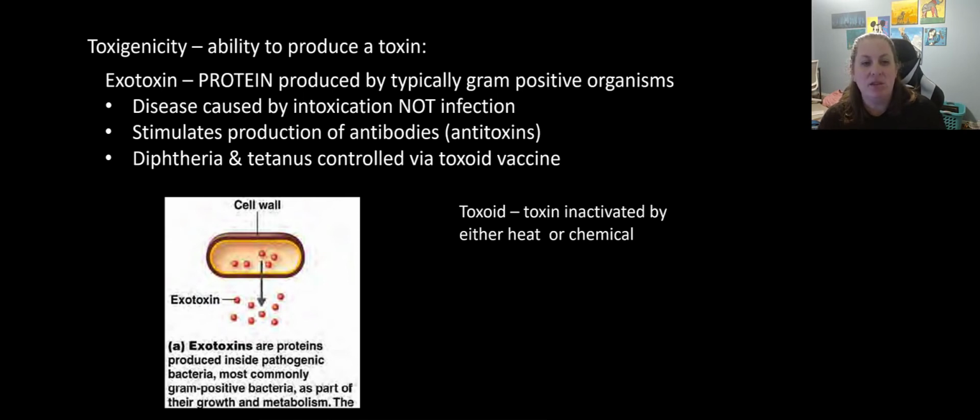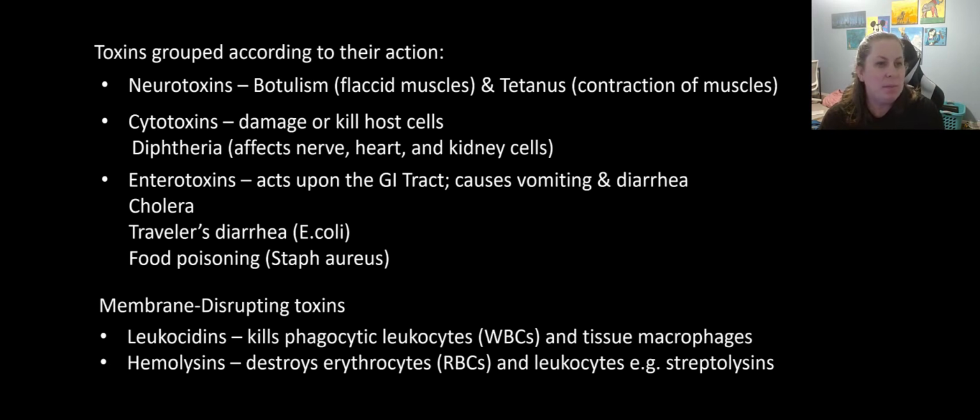They actually can be controlled by what we call a toxoid vaccine, which is going to be a toxin inactivated either by heat or chemical, and it helps your body fight the actual active toxin. So these are known as exotoxins because they send them out. Now, a lot of times toxins are grouped based on their action, like what do they affect. So if they're neurotoxins, they're going to attack your nervous system. This is things like botulism. Botulism actually makes your muscles not contract, so it makes them paralyzed.